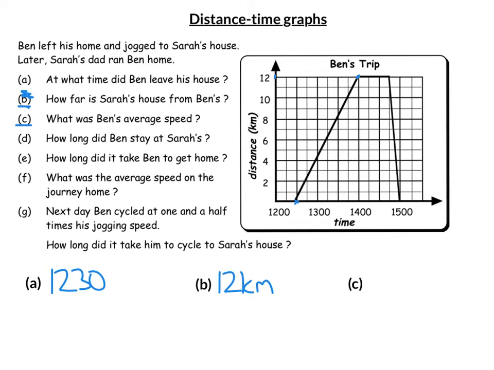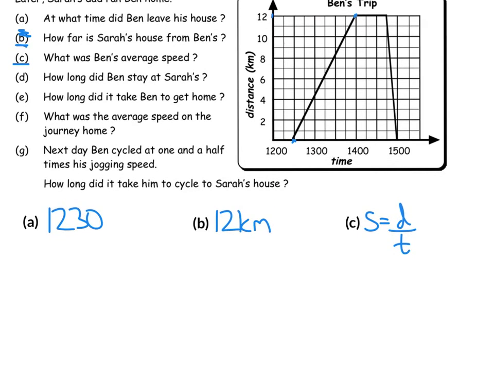Next, it wants us to work out what Ben's average speed is. So to work out speed, it's distance over time. The distance, well, we've just worked that out, is 12. And the time, well, he left at 12:30 and got there at 2. So it took him 1.5 hours. So let's write that as a decimal, 1.5. So doing that sum gives me the speed is 8 kilometers an hour.